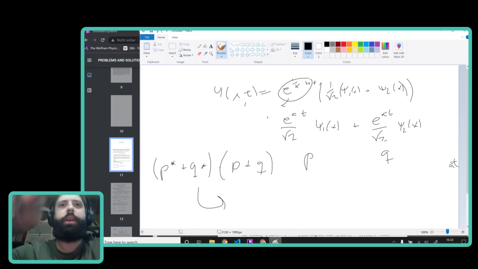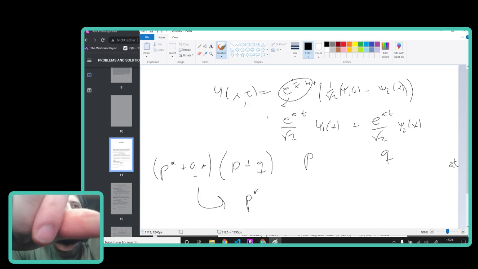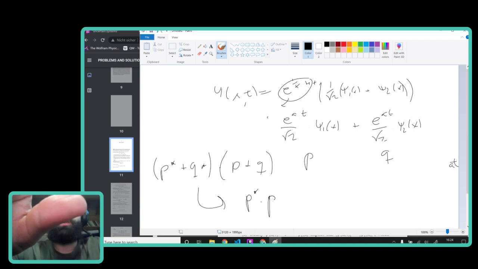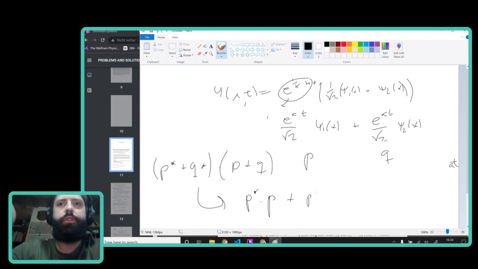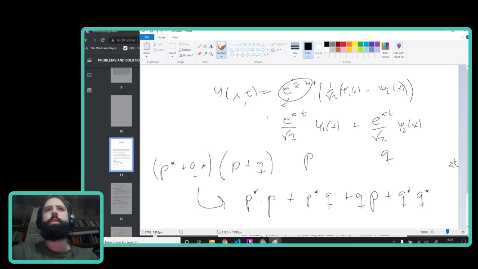So you have that, and so you're going to have basically P conjugate times P, which I think is just one, isn't it? Plus P conjugate times Q plus Q times P plus Q conjugate times Q conjugate. I think, sorry, times Q.